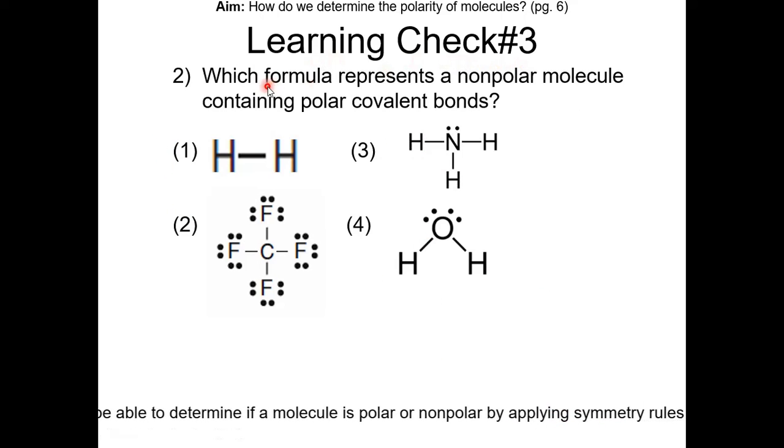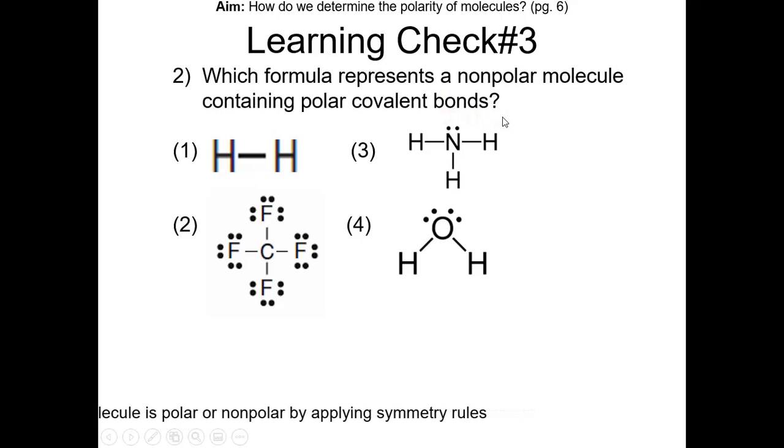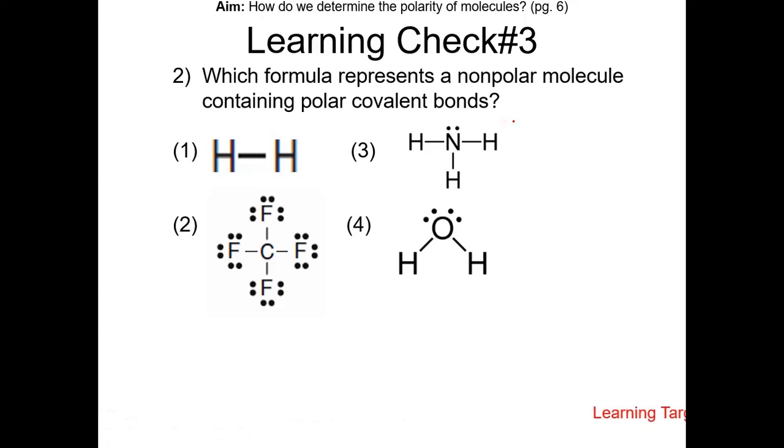Learning check number 3. Which formula represents a nonpolar molecule containing polar covalent bonds? Pause the video and resume once you complete it. The first step is to check if the following are nonpolar molecules. We know 4 is a polar molecule, so that's wrong.